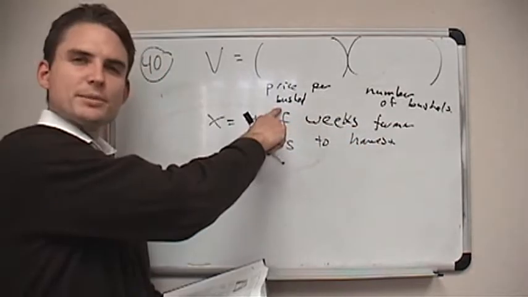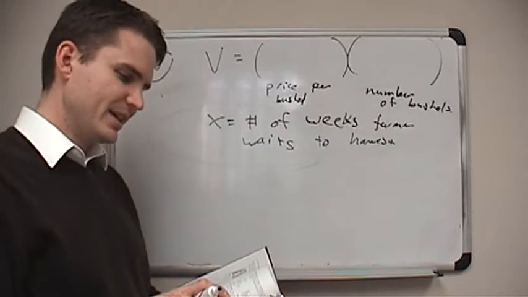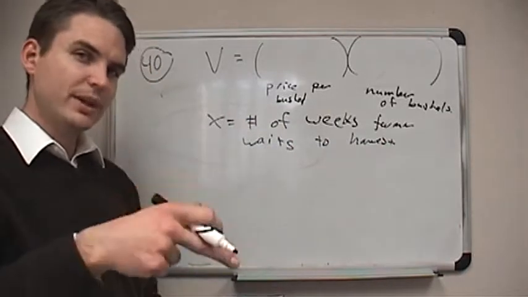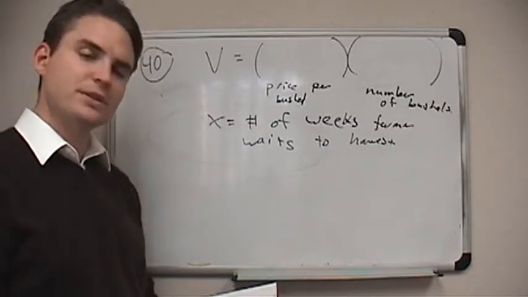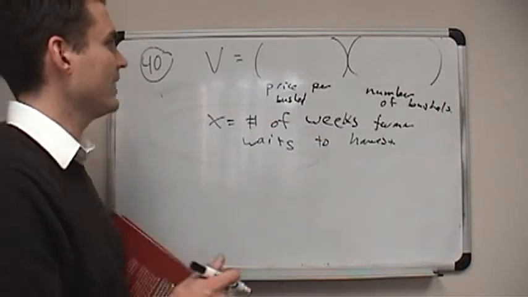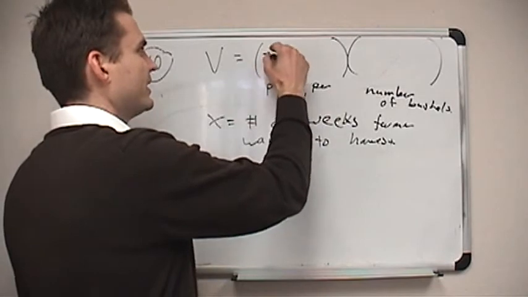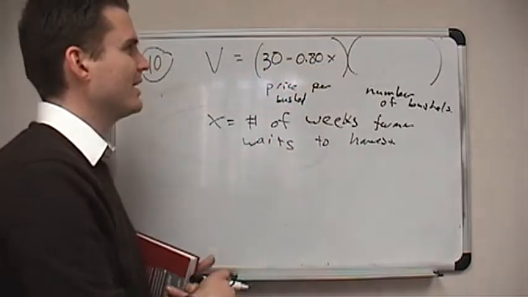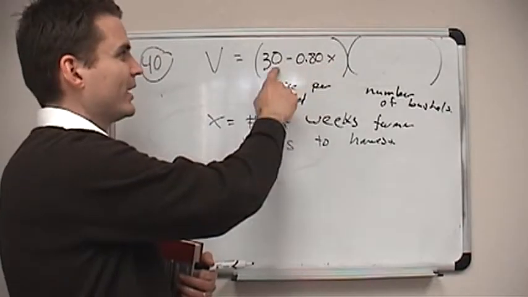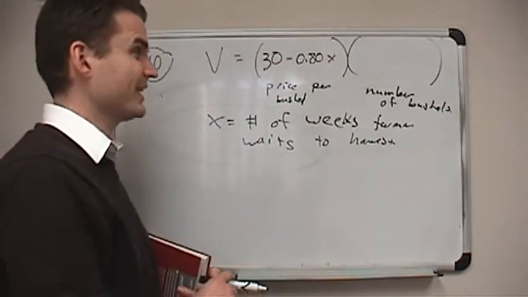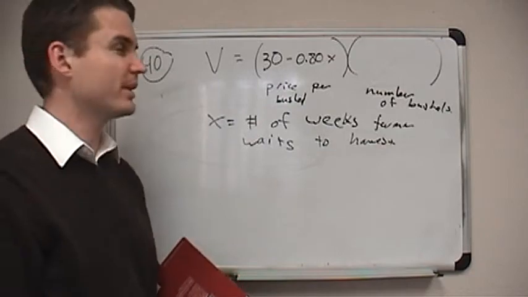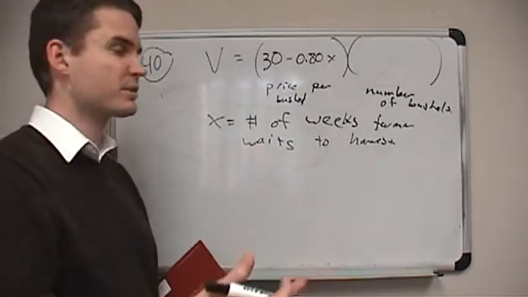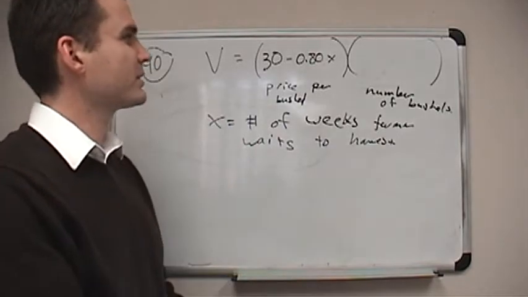Okay, so what about the price per bushel? Well, what do they tell us about that? They say $30 per bushel of strawberries, but for each week the farmer waits, the value is going to drop 80 cents per bushel. So the price per bushel is 30 minus 80 cents times x. For each week we wait, we have to subtract 80 cents from the price we're getting. So that's the formula, and that's something you just have to put together using the algebra of describing the problem.